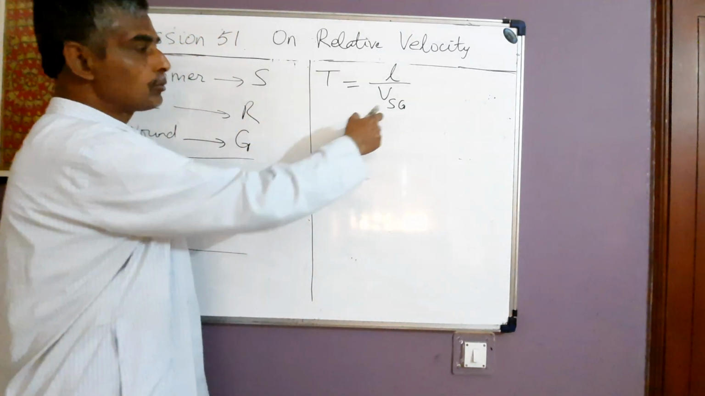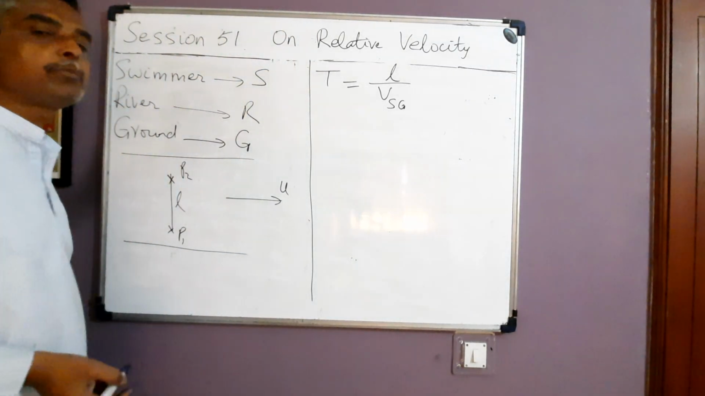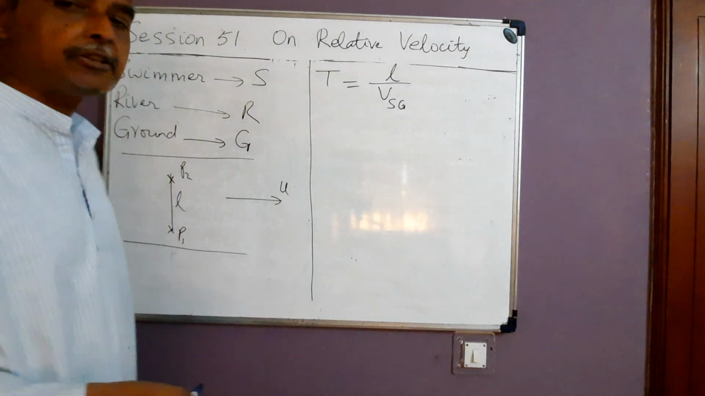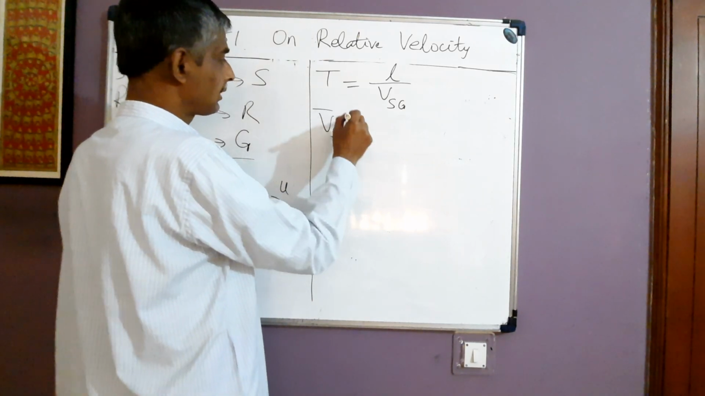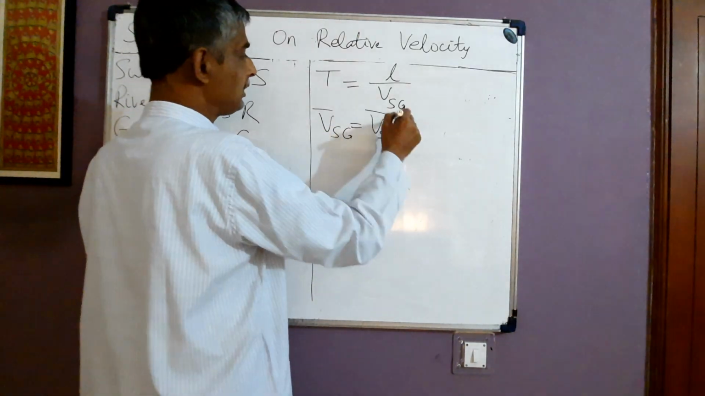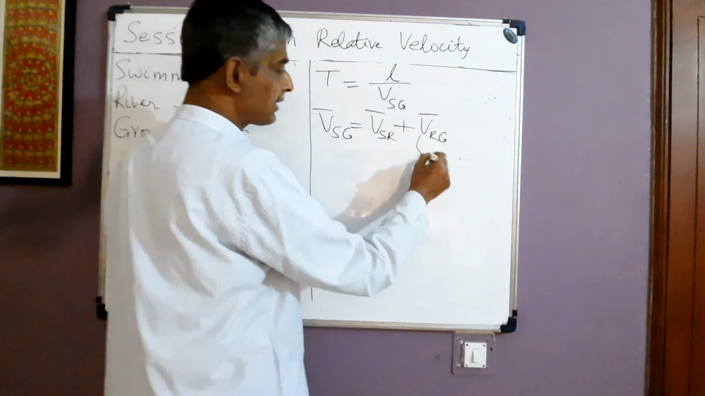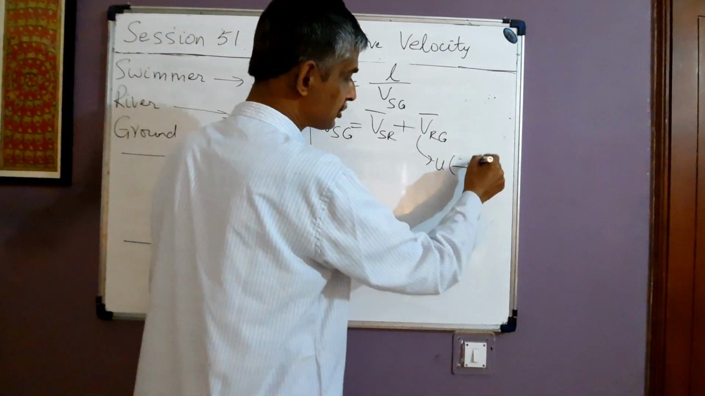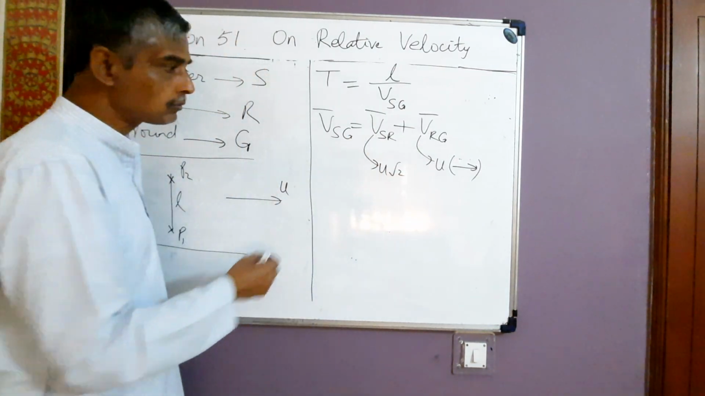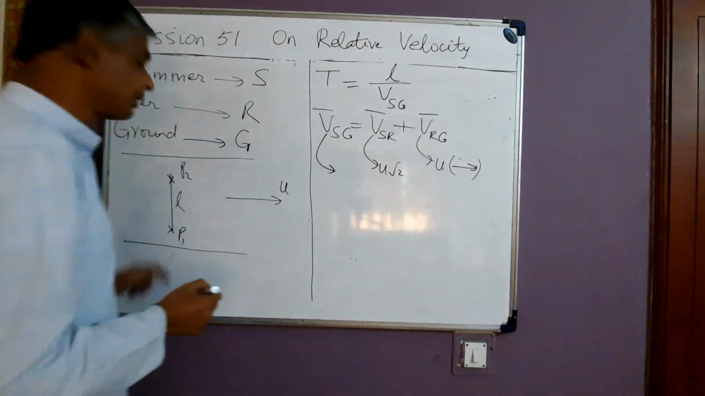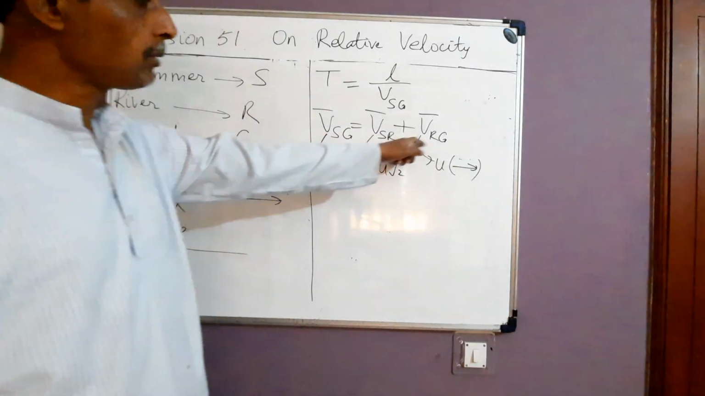Now to know T, we must know Vsg. L is already known. We only have to determine Vsg. The question is how to find Vsg. For that, we write down the formula for translating frames. Vsg is equal to Vsr plus Vrg. Now Vrg, we have complete information: magnitude u, direction eastward. Vsr, we know the magnitude u root 2, but direction not known. Vsg, we know the direction, P1 to P2, but magnitude not known. Therefore it's a problem of case 3.